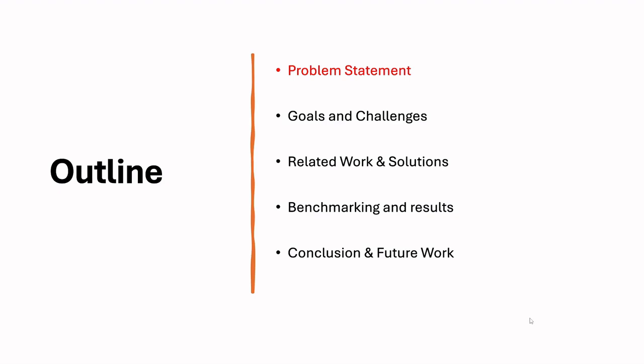Outline. Here's a quick roadmap of our presentation. We'll start by describing the problem we aim to solve, move into our project's goals and the challenges faced, then review some key related research. After that, we'll go into our implementation, including an early attempt, our final solution, and how it works under the hood. Finally, we'll share the results, discuss what we learned, and outline future directions.